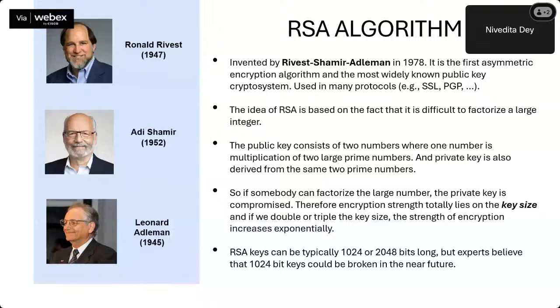The RSA algorithm was invented by three great scientists of all time in the cryptography and cybersecurity space, Rivest, Shamir, and Adleman, in 1978. It is the first asymmetric encryption algorithm and the most widely known asymmetric algorithm. It is used in many real protocols with real applications, like Secure Socket Layer, TCP, and mail transfer protocols. Most security cryptographic protocols use RSA. It's the most widely used algorithm.